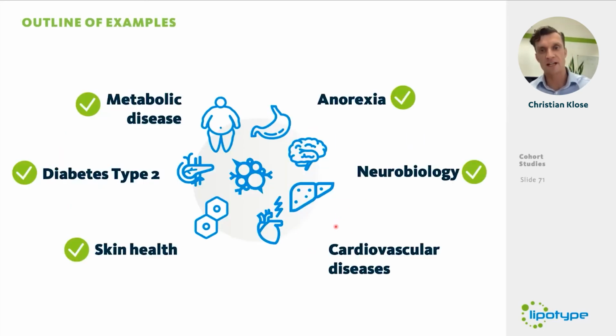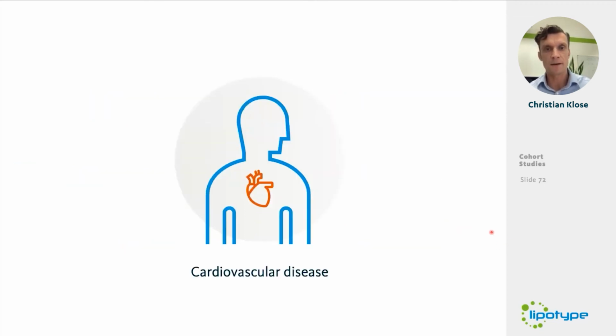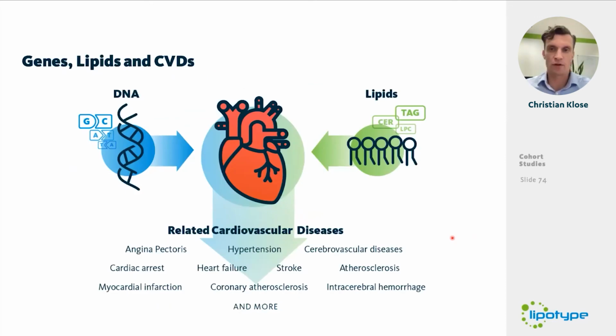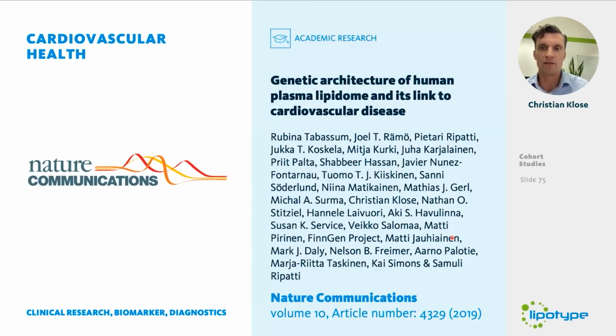Okay, that leaves us with cardiovascular disease. And in this last example, I'm going to highlight the power of combining different omics technologies, in this case, genomics and lipidomics. Cardiovascular diseases like stroke and heart attack are nowadays the leading causes of death. So we teamed up with researchers from the University of Helsinki in order to study the interplay between genes and lipid metabolism and their relation to several cardiovascular diseases. The work resulted in a paper on the genetic architecture of the human plasma lipidome and its link to cardiovascular diseases.